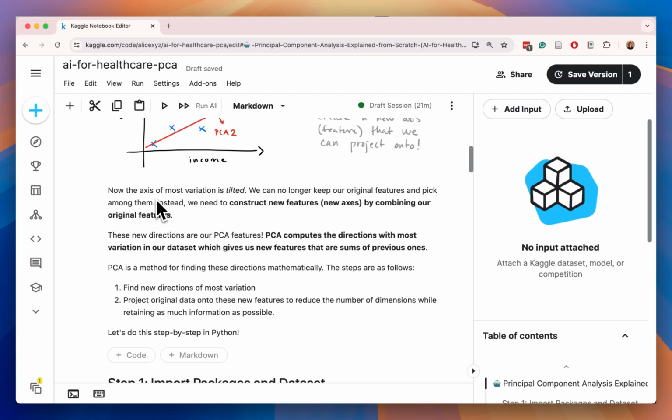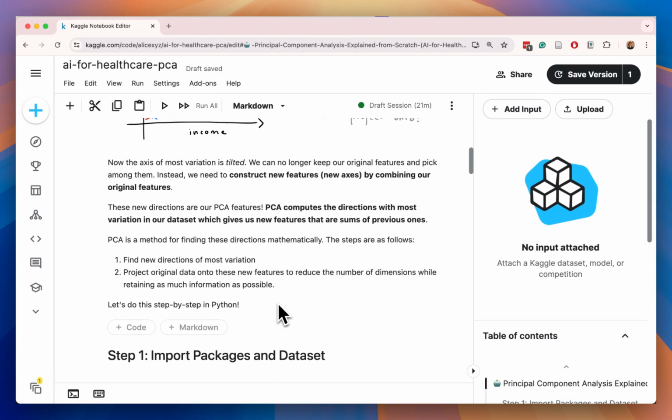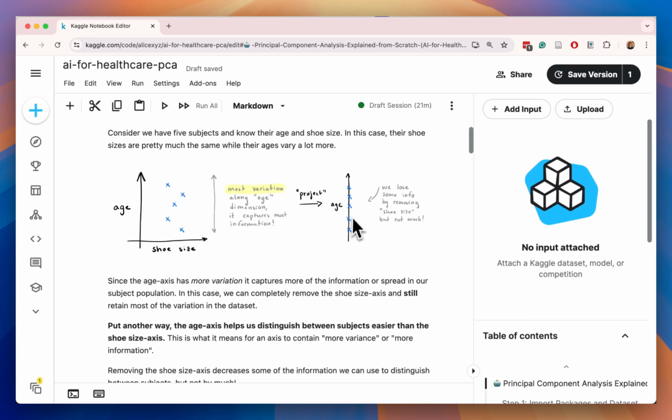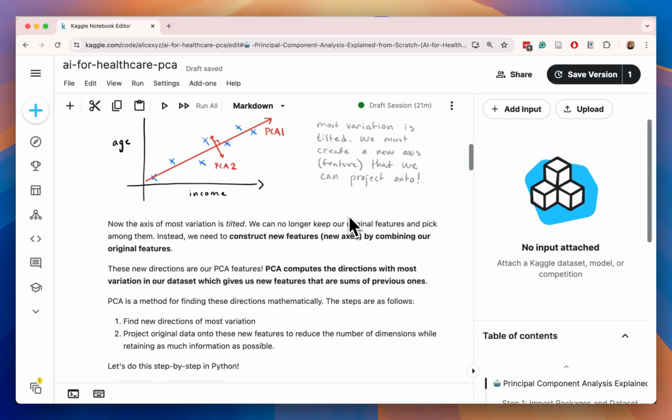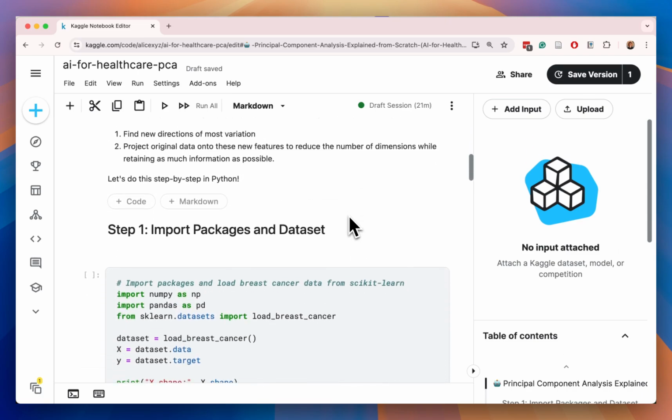The steps that we take are to find the new directions of most variation, and then we project. We put all our data points onto those axes and these new features to reduce the number of dimensions while retaining as much information as possible. Just as we did here, we can project the shoe size onto the age axis. We still lose some information, but we keep most of the spread. So that's the theory part.